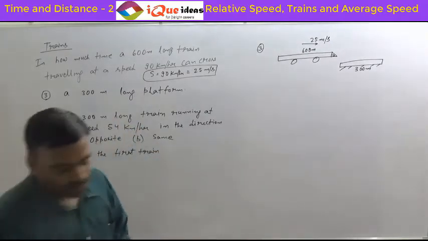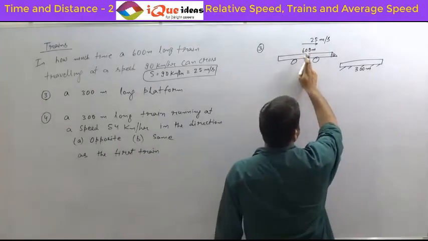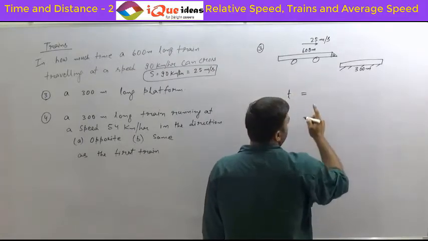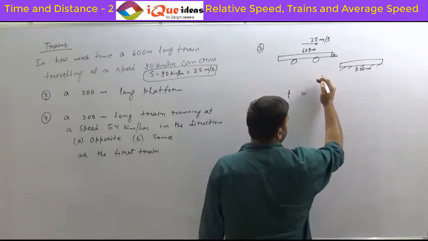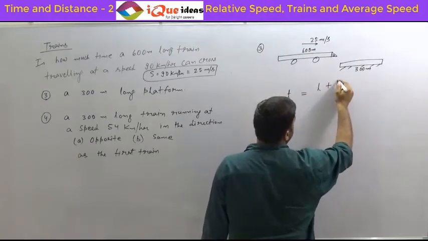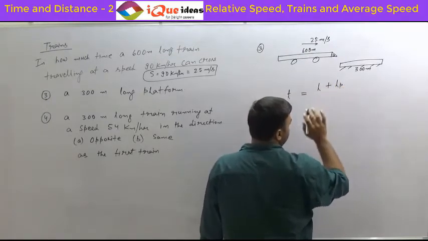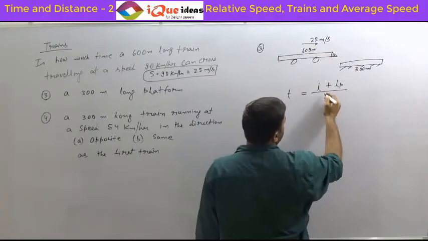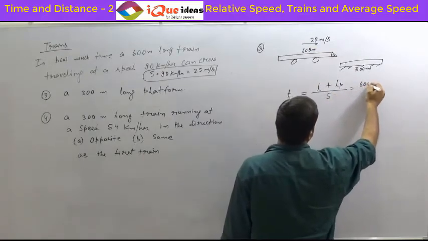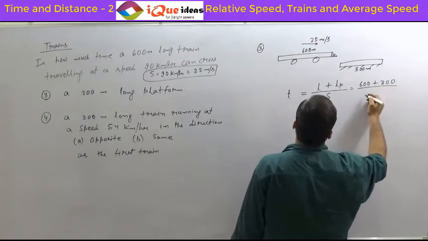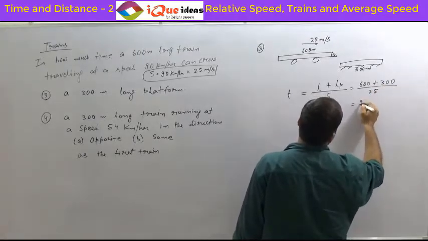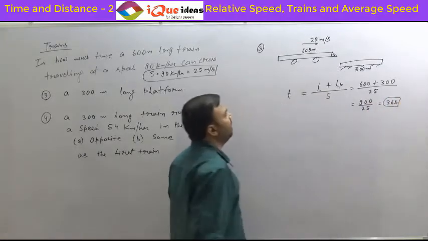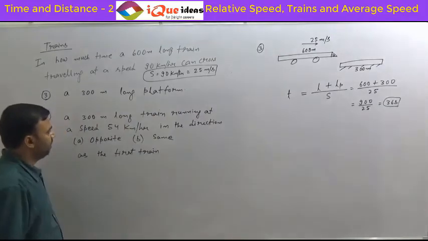So the total distance traveled in this case will be 600 plus 300. We say the time taken is equal to distance by speed. In place of distance, we will have the length of the train plus the length of the platform or the bridge, whatever is there, divided by speed. Platform is not doing anything. Everything is done by the train, so the speed of the train. So it is 600 plus 300 divided by 25, which is 900 by 25, which is 36 seconds. Be careful about the units. We have already taken care of the units initially.